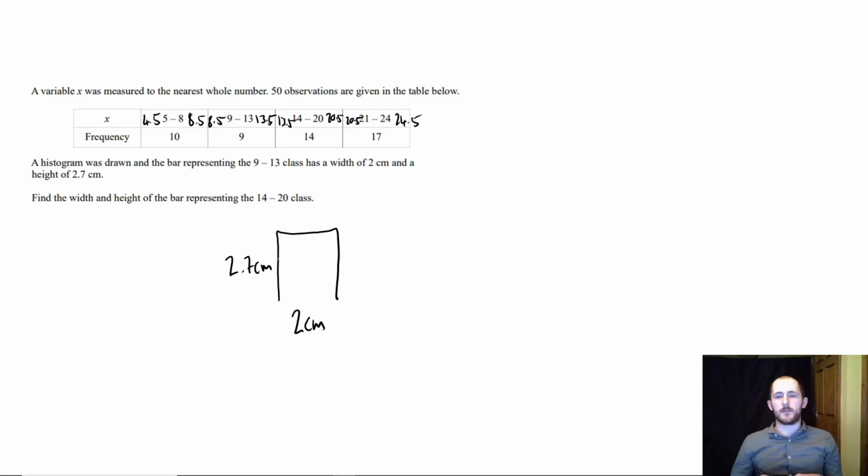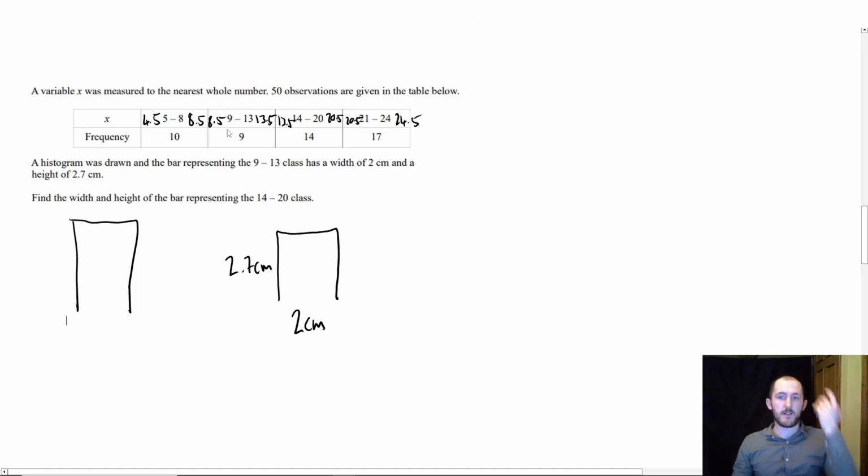Now, what we can think about is if we had a 1-to-1 scale, where one frequency density was 1 centimeter, what would the bar look like? So we're going to have this bar over here. The first thing we can do is actually work out the class width. This is the 9 to 13 class over here. So 13.5 minus 8.5 gives us 5. So it's 5 units.